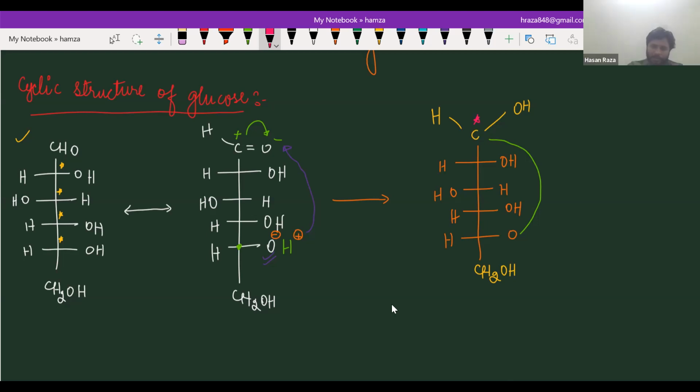This is basically the Fischer projection. These are all Fischer projections. And in order to make the cyclic structure, we will do like this. Now you can see there is a cycle form. Cycle means a closed ring. So a closed ring between this carbon, carbon, carbon, carbon, and then oxygen. Now with the help of this, we are going to write the cyclic structure, which is known as the Haworth projection formula. We are going to write it.